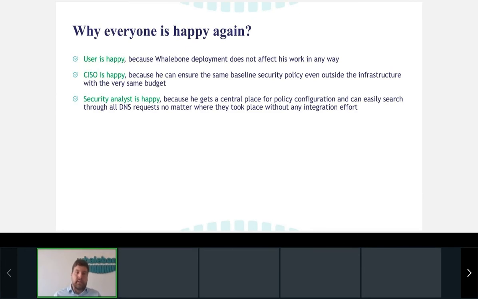And the security analyst is happy again because all the security events are still visible and accessible from a single place, although the people may not be inside the corporate network. Actually, we don't see the network as in the old times, like there is a corporate network and there is something outside. We understand the perimeter is moving and everything is dynamic, so we have to move with the users as well.